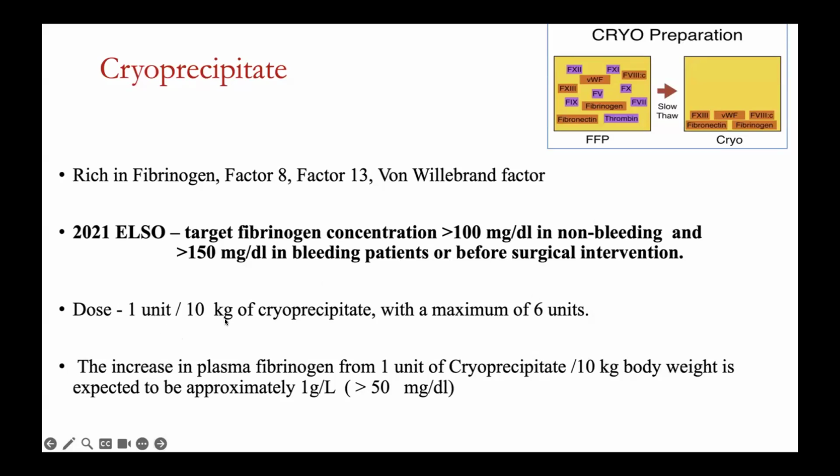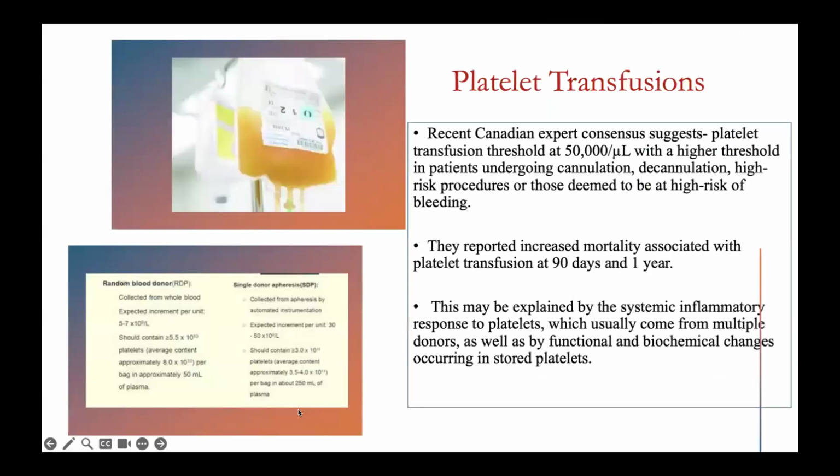How much would you give? 1 unit per 10 kilo. And this is the increase. With cryo, you have a much higher increment of fibrinogen compared to if you just give FFP.